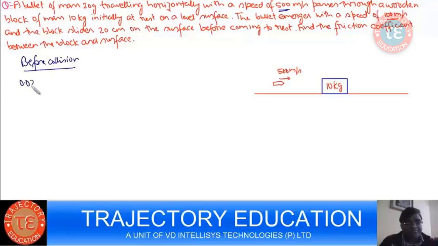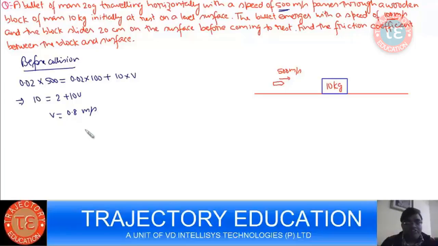That is 0.02 kg into 500. And after collision, the momentum of the system is the bullet moving with 100 and the block moves with 10 into V. V we have to find out. Right, so what is V? This is equal to 10, and this is 2, plus 10 V. So V is 0.8 meter per second.